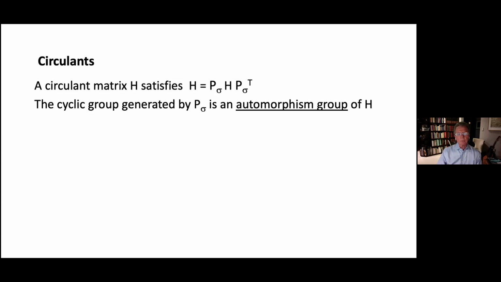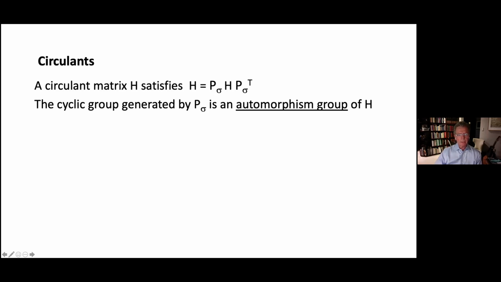The circulant matrix has the property that you can multiply by this permutation, take it through H, and then multiply by the inverse, and it's the same thing as H. When that is the case, you say that this permutation, in the group generated by these cyclic shifts, is an automorphism group of the matrix H.